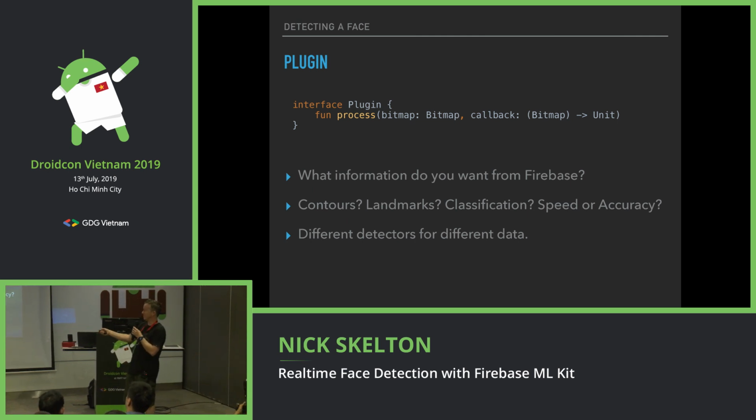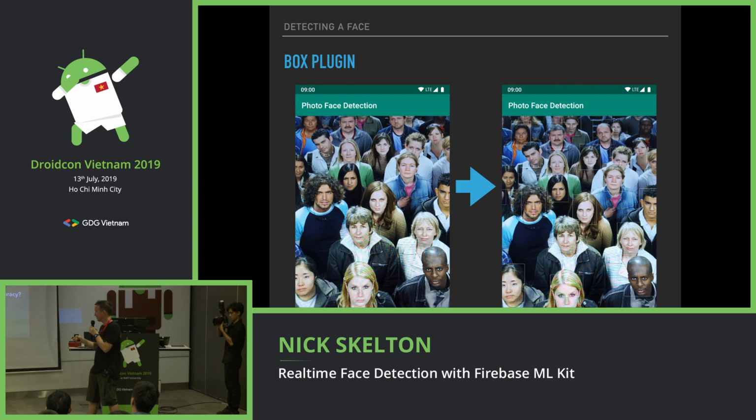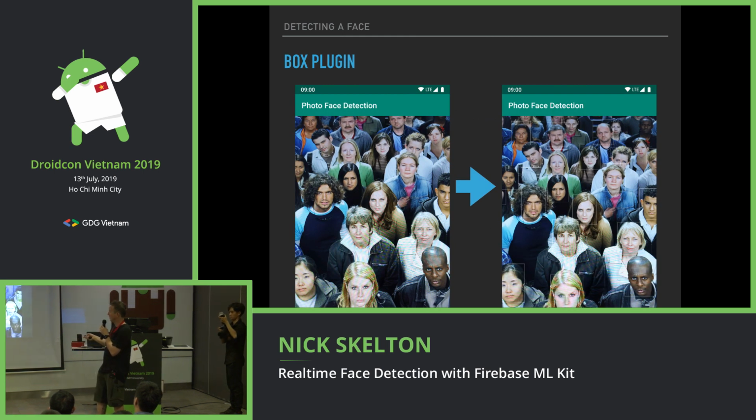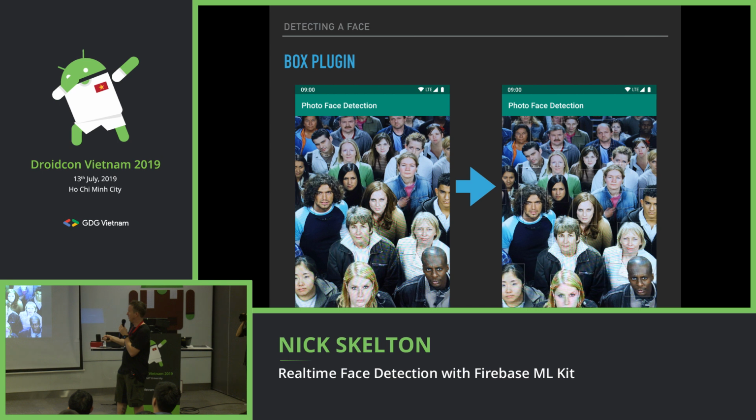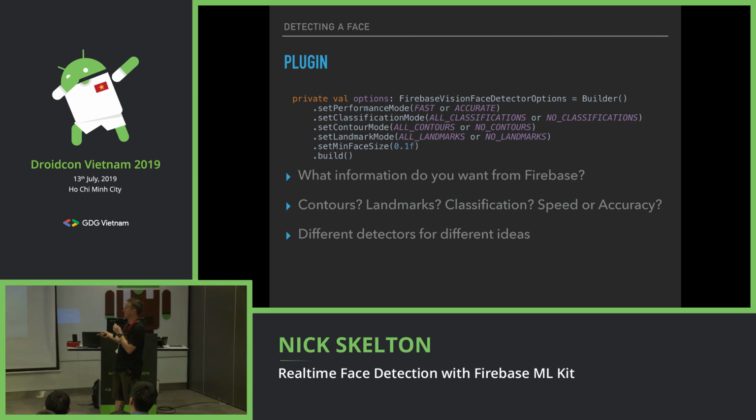So let's talk about a plugin. We're going to make an interface for a plugin, and it's very simple. Process a bitmap, and give me a bitmap back. Remember I was talking about take a photo, display a photo, going all the way back to here. Bitmap in, bitmap out. That's the idea behind a plugin. We just give it a bitmap, and it's going to give us a bitmap back at some point.